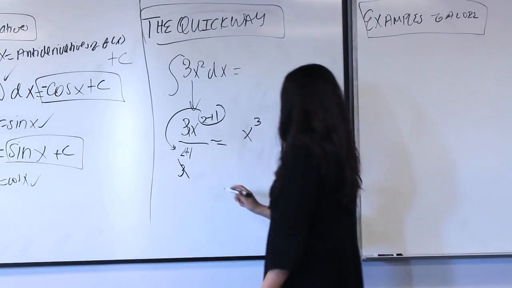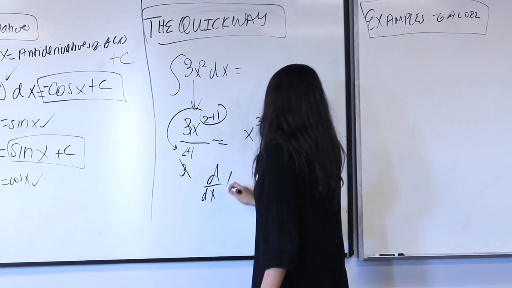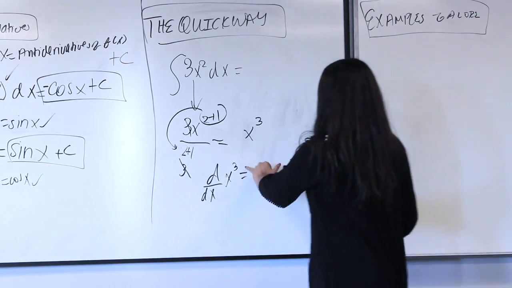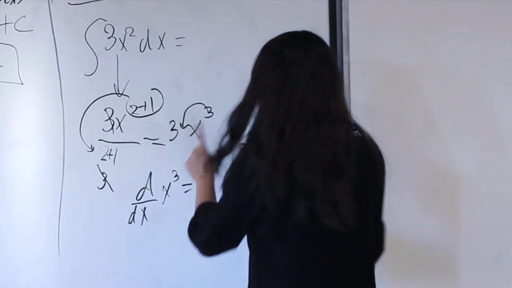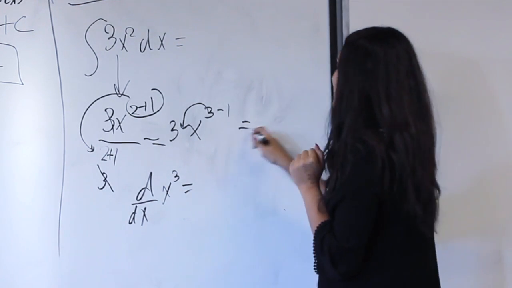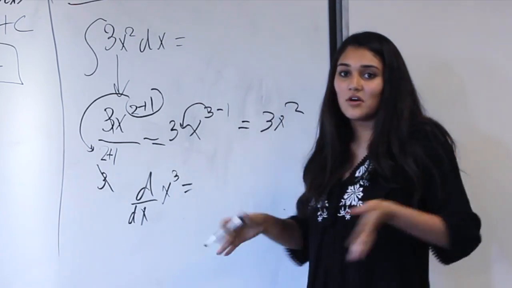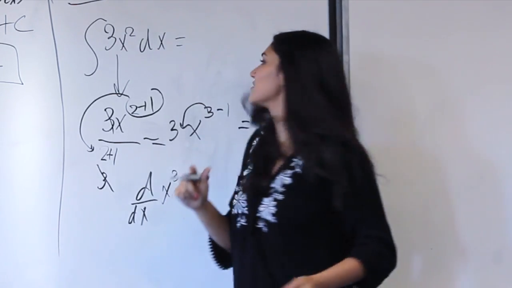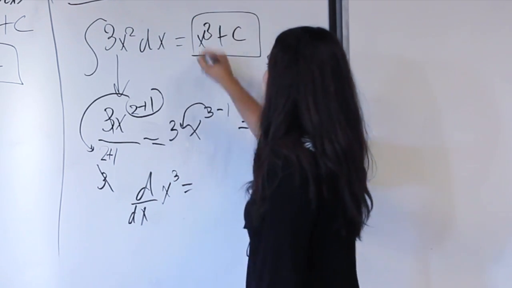Another way to check it is d over dx of x cubed equals, well, what happens when we take the derivative of this? We take the exponent down, multiply by the coefficient, and subtract 1 from the exponent to get 3x squared, which means that this all is true. I just proved myself, okay? And now you have x cubed plus c as your answer.